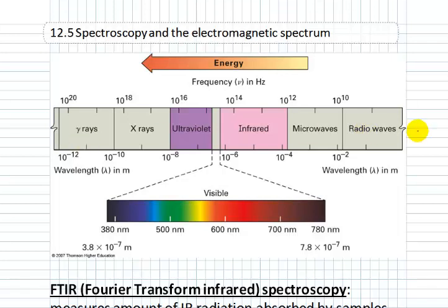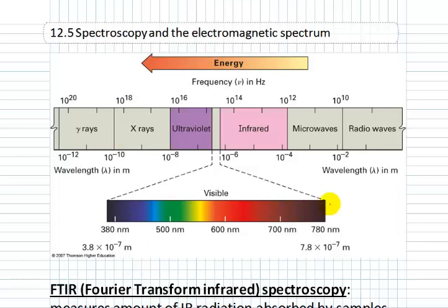So here's the electromagnetic spectrum. If your sample absorbs any kind of electromagnetic radiation around here, then it's spectroscopy. Mass spectrometry, we're just measuring masses that come through a detector. There is no electromagnetic radiation being absorbed or transmitted.